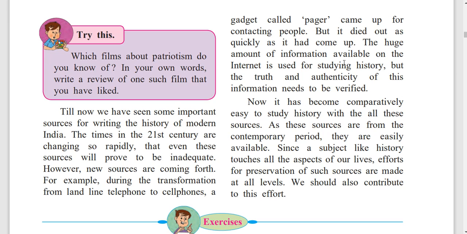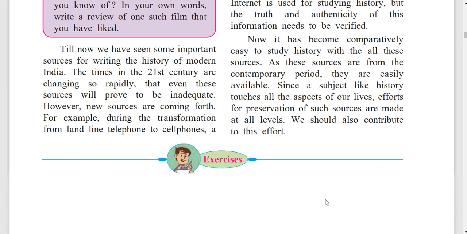The huge amount of information available on the internet is used for studying history, but the truth and authenticity of this information needs to be verified. Now it has become comparatively easy to study history with all these sources, as these sources are from the contemporary period. They are easily available since a subject like history touches all the aspects of our lives. Efforts for preservation of such sources are made at all levels. We should also contribute to this effort.